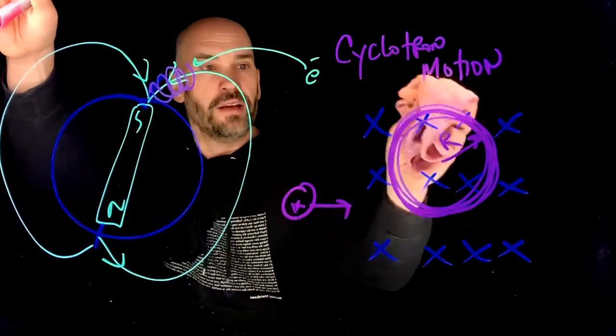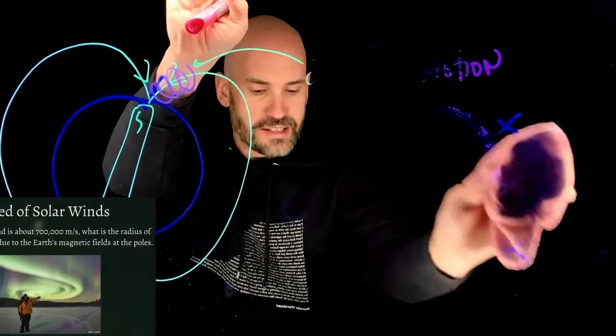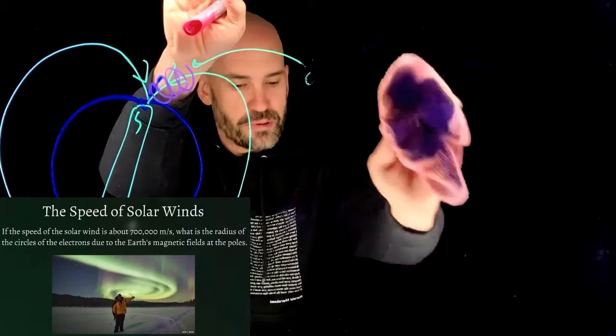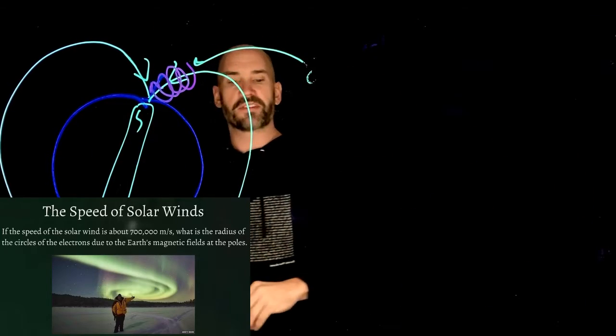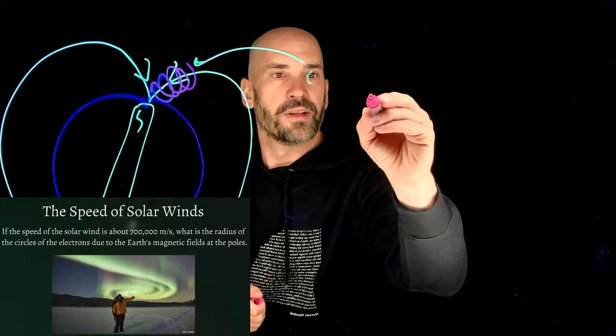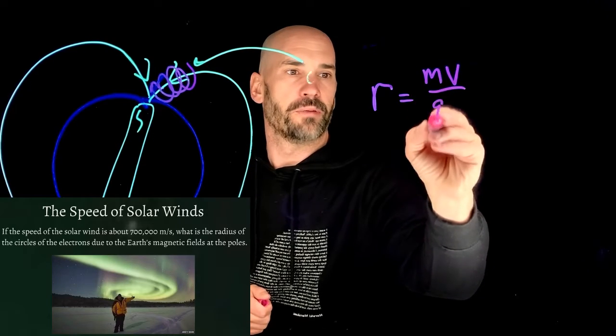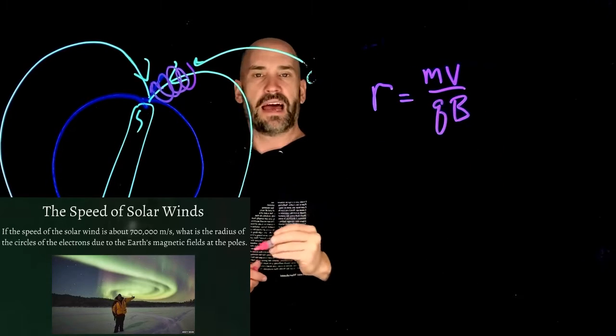Okay, so let's talk about it. It says, if the speed of solar wind is about 700,000 meters per second, what is the radius of the circles of the electrons due to the Earth's magnetic field at the poles? All right, let's set this up. Again, radius equals mv over qB, right? And again, how do we get that?